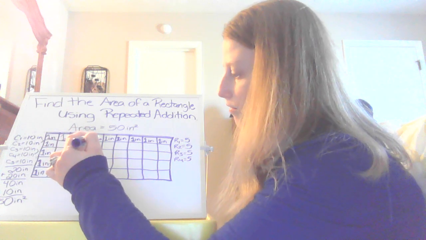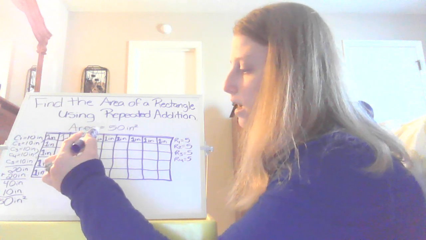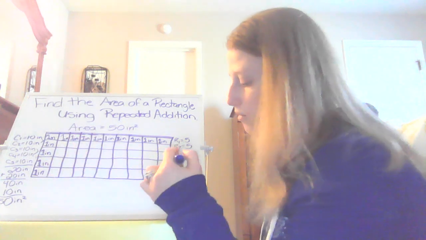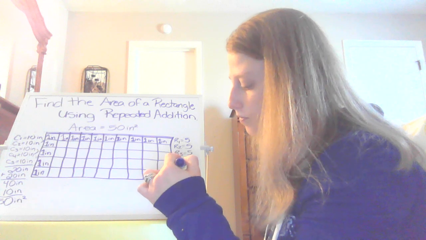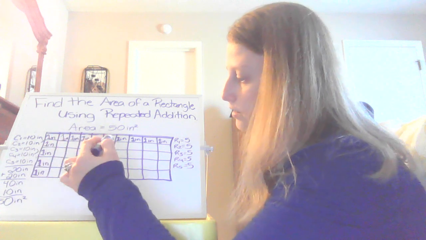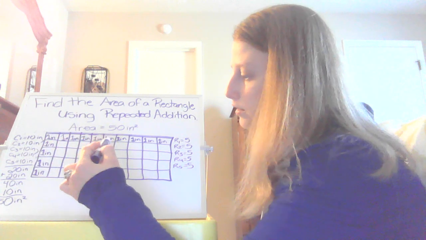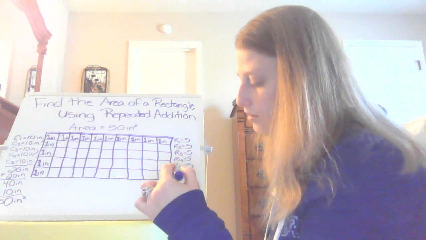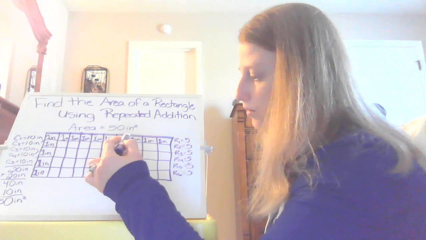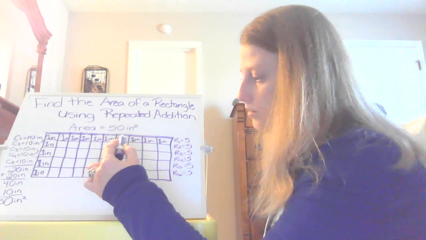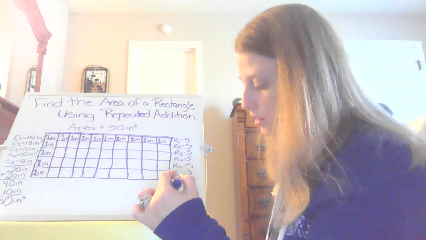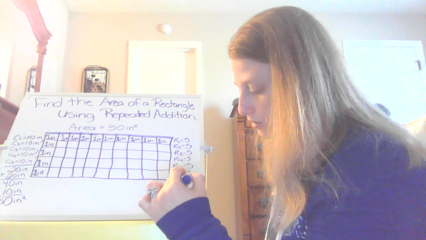Alright, now we're going to go to R5, or row 5. How many do we have in row 5? 1, 2, 3, 4, 5. 5 in row 5. Alright, what about the next one? Row 6. 1, 2, 3, 4, 5. Okay, so R6 is 5. What about 7? Let's count row 7. 1, 2, 3, 4, 5. So row 7 equals 5.